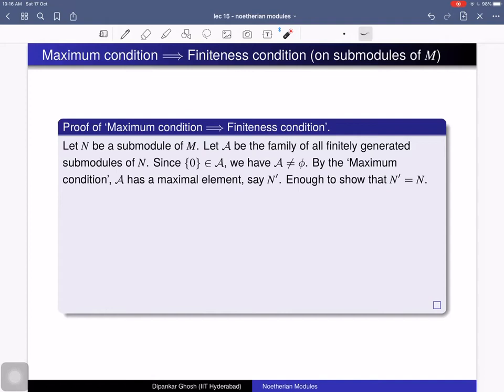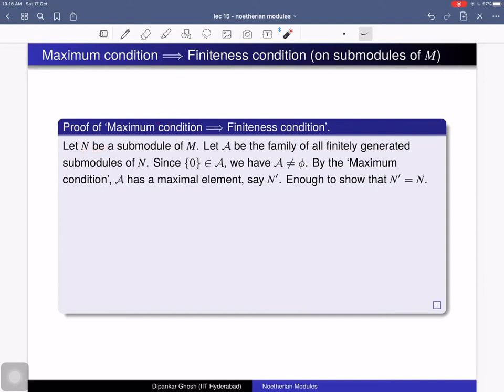And we want to prove, assuming this condition, the finiteness condition. So to prove the finiteness condition, what do we do? We just consider a submodule of M. Let's say it is N. And we want to prove that this N is finitely generated. How can we prove that? We have to use this condition.